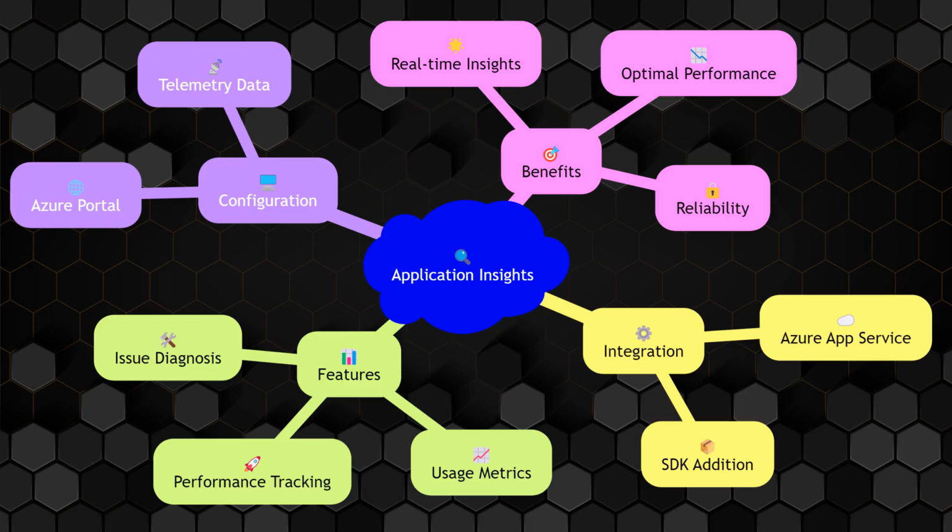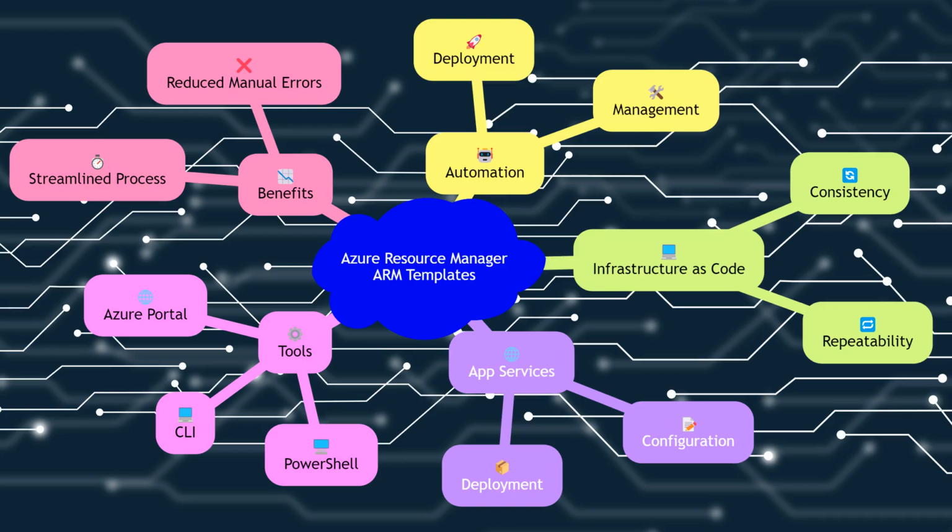Application Insights is a powerful monitoring tool integrated with Azure App Service. It provides real-time insights into your application's performance, usage, and errors. By adding the Application Insights SDK to your application, you can track metrics, diagnose issues, and gain valuable insights. Navigate to the Application Insights section in the Azure portal to configure and view your application's telemetry data, ensuring optimal performance and reliability.